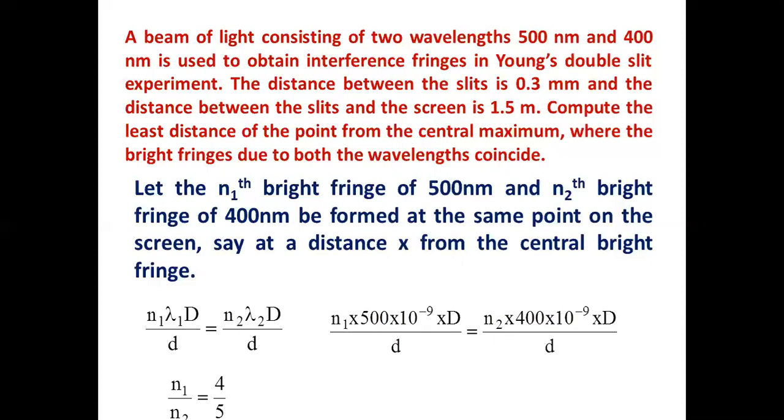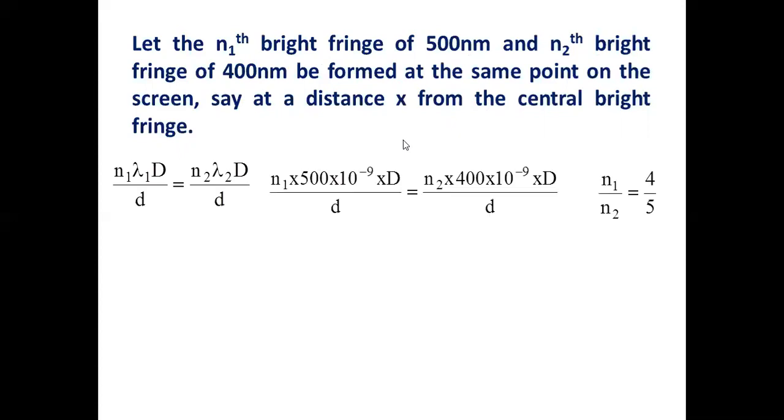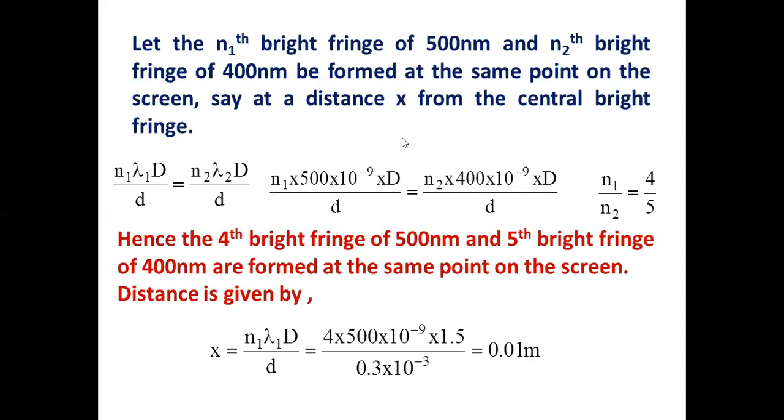So 5 fringes of 400 nanometer and 4 fringes of 500 nanometer are formed at the same place. That is what you have to conclude. Okay. This is what is my sentence. Let the n1th fringe of 500, n2th fringe of 400, be formed at the same point on the screen, say at a distance x from the central bright fringe. Then the same conclusion, n1 by n2 is 4 by 5.